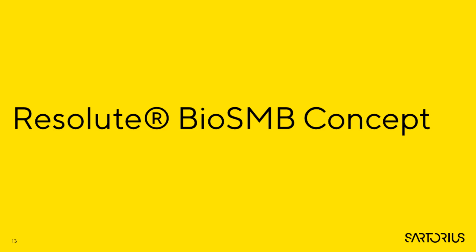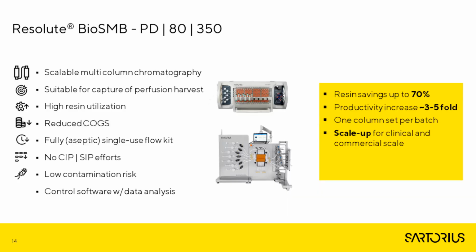On the other hand, we also offer not only membrane chromatography for capture, but also multi-column chromatography systems like the BioSMB system. We offer it in 3 different scales: the PD scale up to 6 liters an hour, or the 80 or 350 liters per hour. It should be highlighted that the 350 liters is per pump, and each system features 7 pumps. So it's a fairly high flow rate, and different steps in a purification cycle are executed simultaneously.